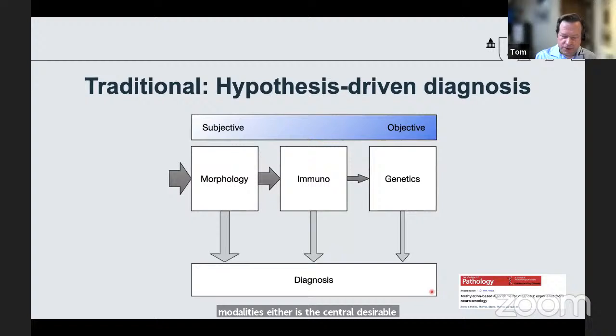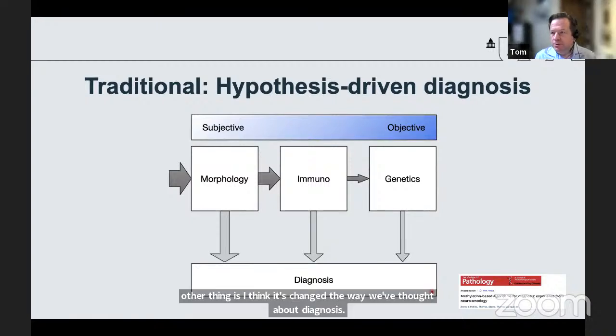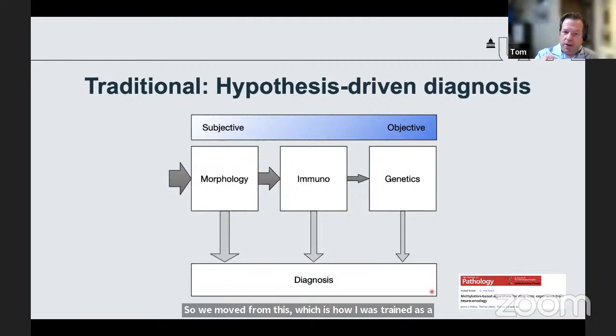But the other thing is, I think it's changed the way we've thought about diagnosis. So we've moved from this, which is how I was trained as a registrar, where you essentially have your morphology and you might make a diagnosis based on that and several of your cases will drop out. But you might have a hypothesis which you then need to test with immuno, and that will give you a set of diagnosis. And then in a few cases, you might need genetics to test your hypothesis and refine your diagnosis, which makes sense. It's how the rest of clinical medicine works. But you're starting from the point of view of the most subjective test and moving to the most objective.